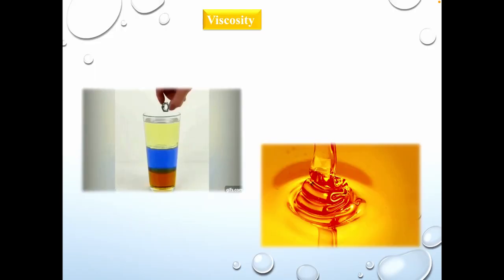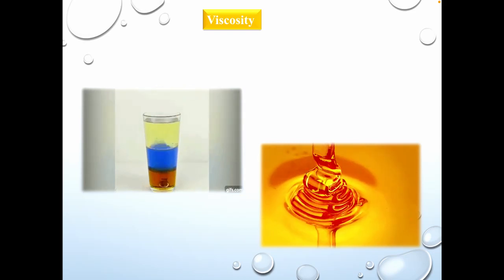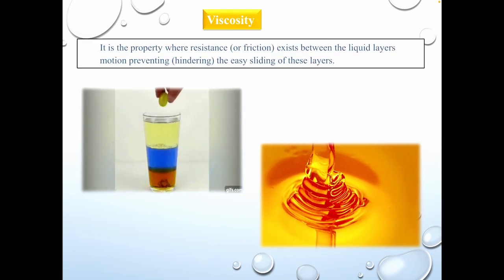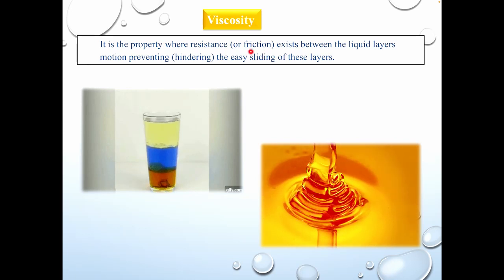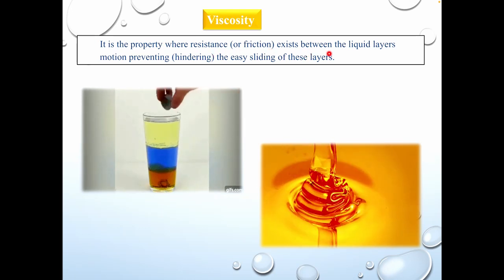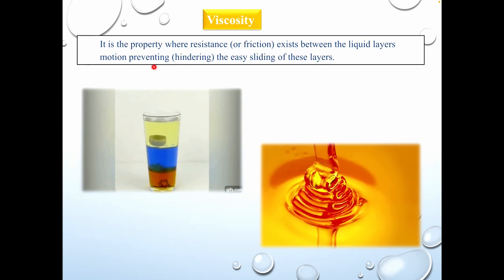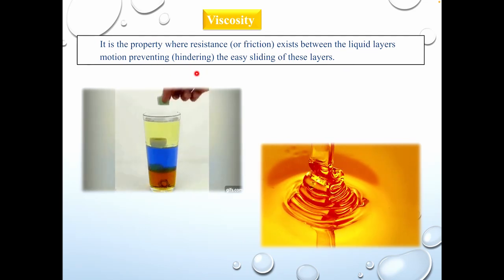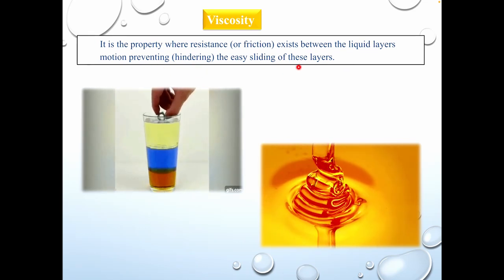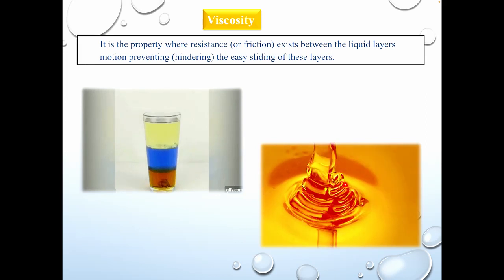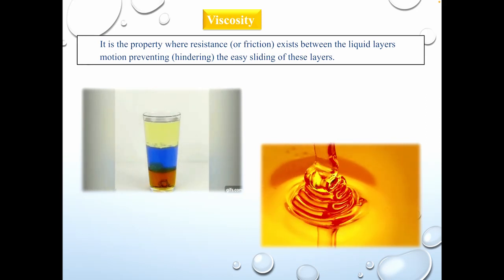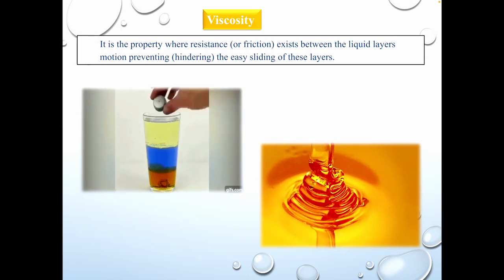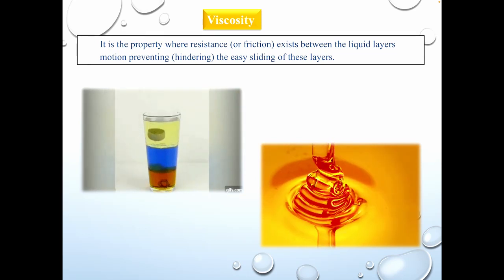Viscosity. What's meant by viscosity? It is a property where resistance or friction exists between the liquid layers, preventing or hindering the easy sliding of these layers. Look at this, and look at this other photo. So viscosity means resistance exists between the liquid layers.